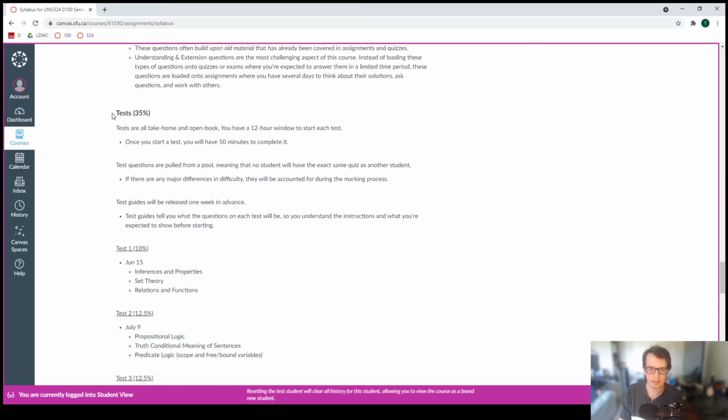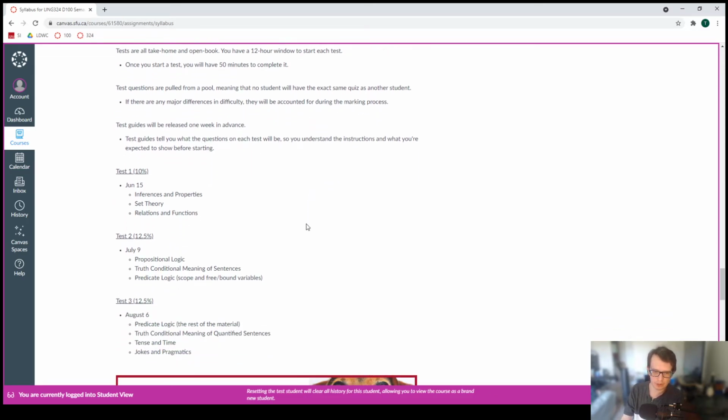So finally, the last bit are the tests. There are 3 tests in the course. They're all take home. They're all open book. You have 12 hours to start each test, and once you start the test, you have 50 minutes to complete it. All of the test questions are just like the learning and reinforcement questions. They're not meant to be difficult. They're not meant to be surprising. I give you a test guide a week in advance that tells you exactly what the questions will be. So that way, when you start the test, you know exactly what you have to do.